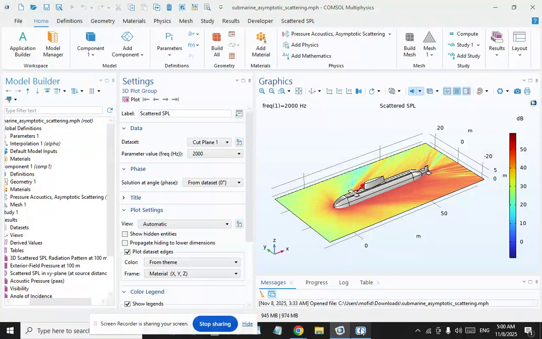The static target strength of the submarine is measured from the bistatic vantage point by a receiver placed at the same distance as the source. It depicts the scattered SPL sound pressure. On the other hand, it depicts the bistatic target strength for the specified source and scatter setup. It displays a three-dimensional representation of the scattered sound pressure level, or SPL, radiation pattern at a distance of 100 meters from the sound surface.